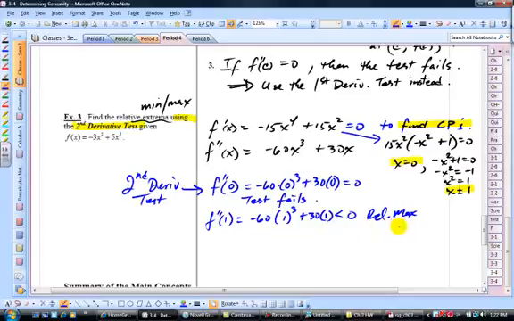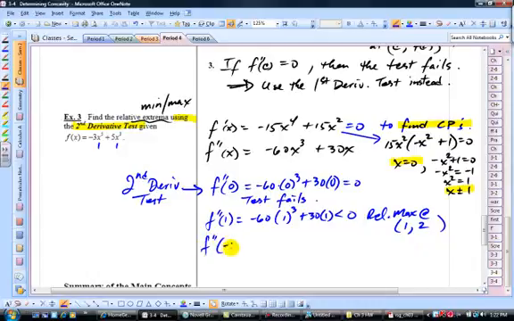Notice I know that even without using the first derivative test. Okay, at 1 comma f of 1. Now f of 1 you just put right here, 1 there. So it's negative 3 plus 5 or 2. Okay, so we have a relative max at 1 comma 2.